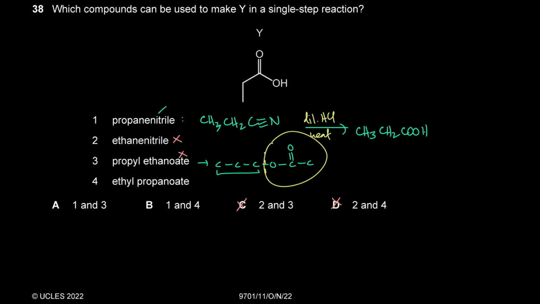So the answer must be 4, right? We have ethyl propanoate, right? This propanoate means that we get propanoic acid. So we look at ethyl propanoate. Propanoate is this guy, right? And then we have a 2-carbon alcohol, right? So when we hydrolyze this ester, again we can use dilute acid and heat, right? Acidic hydrolysis of esters, we're going to get propanoic acid and ethanol.